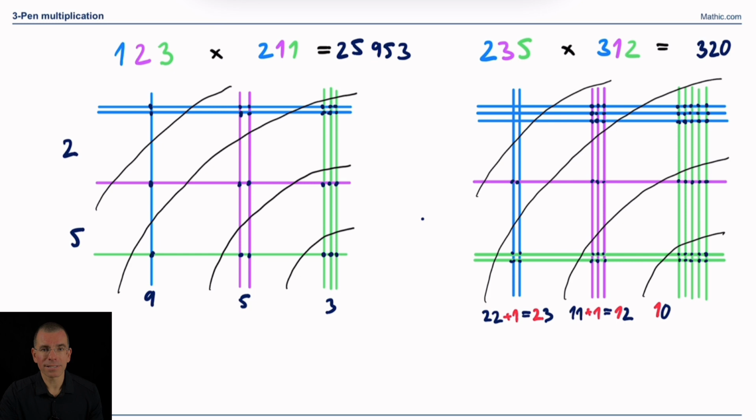There are 11 intersections of blue and pink lines. We will add number 2 from previous step to get to 13. We write number 3 as the next digit in our final result, keeping in mind number 1. There are 6 intersections of blue lines. We will add number 1 from previous step to get to 7, the last digit of the final result. To sum up, 235 times 312 equals 73,320. Nicely done, good job, like.